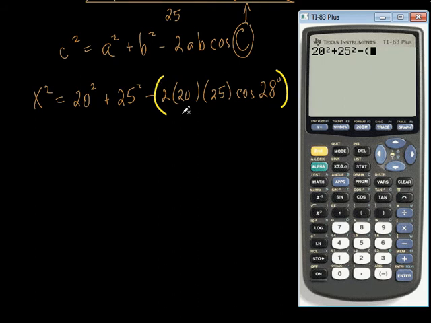I put in a left parentheses. And then I hit 2 times 20 times 25. Okay, now on this calculator, I just hit cosine 28. On your calculator, on that 30XA, you have to hit times 28 cosine. Alright, so on mine, all I do is just hit cosine 28. That's the one nice thing about this calculator. You don't have to go through all that.